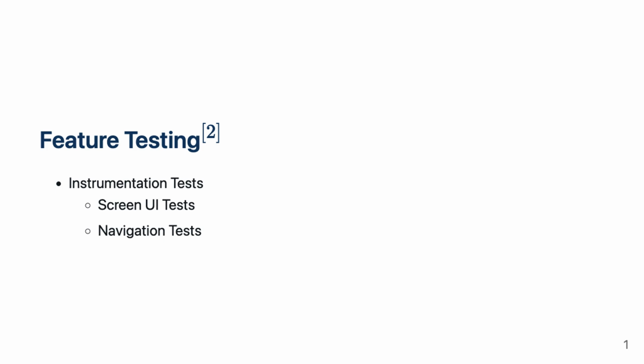Functional testing is a fundamental test to check if your app is working as intended. In this video, we'll focus specifically on instrumentation tests within functional testing. Instrumentation tests are tests that run on a physical device or an emulated Android device. In Now in Android, screen UI tests and navigation tests are mainly conducted. Now, let's take a closer look at each test.